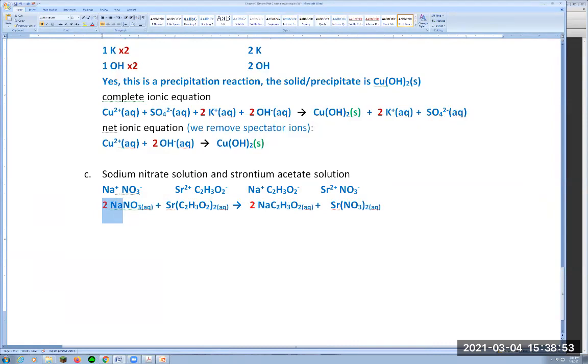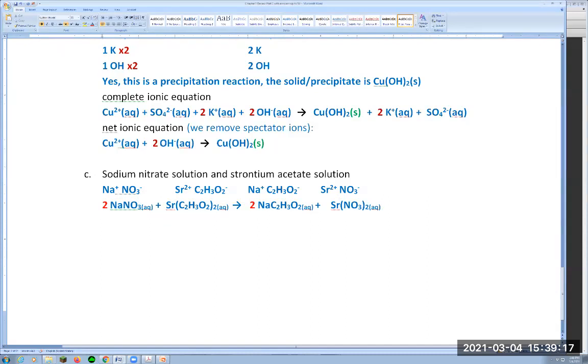So let's make sure it's balanced. 2 sodium on the left, 2 sodium on the right. 2 nitrate on the left, 2 nitrate on the right. Still 1 strontium on the left, 1 strontium on the right, 2 acetate on the left, and 2 acetate on the right. So it is balanced.